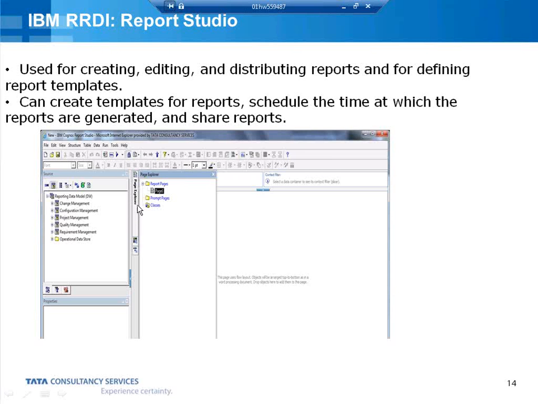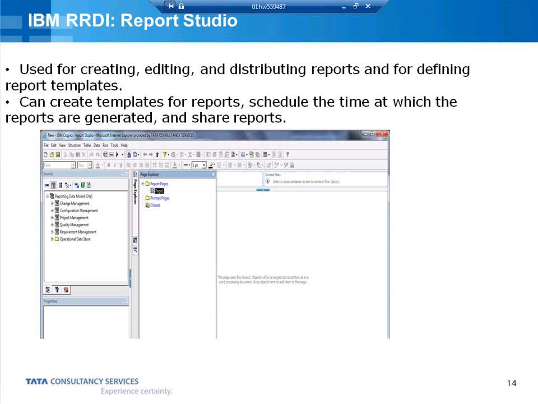In that vertical tab, you can see three tabs. One is the page explorer, the next one is the prompt page explorer, and the next one is the query explorer. So how do you use the query explorer and the page explorer?